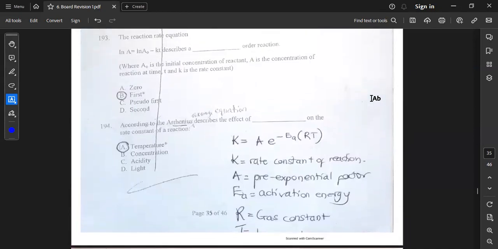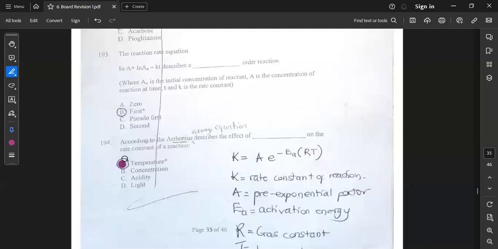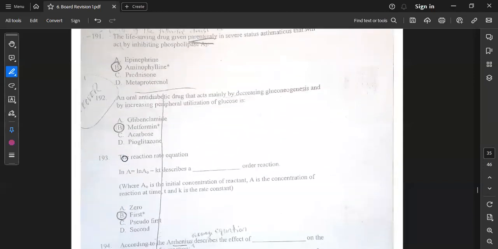According to the Arrhenius equation, describe the effect of dash on the rate of a reaction. We have seen the Arrhenius equation. Yes, temperature is the answer. The reaction rate equation dash describes, okay, we know that's first order.